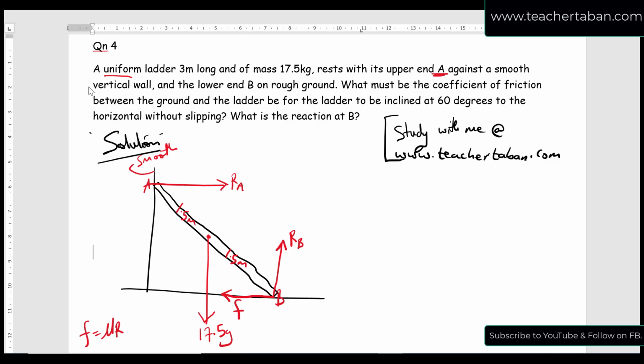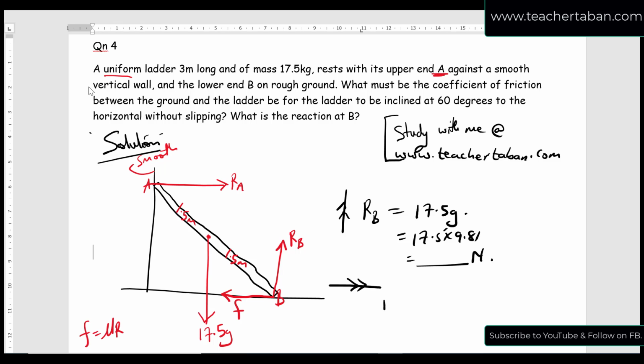So, applying the conditions for a body to be in mechanical equilibrium, vertically, we shall have that our weight is the same as RB, 17.5 g. So this is 17.5 times 9.81. You get the answer in newtons. That is the reaction at B. Then horizontally, we shall simply have it that RA is the same as our frictional force.